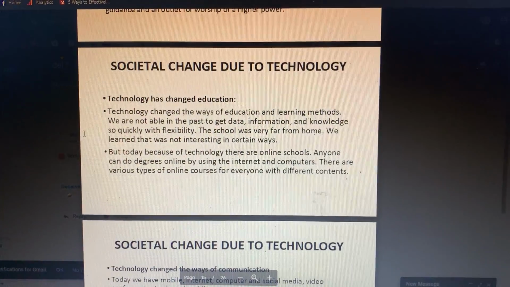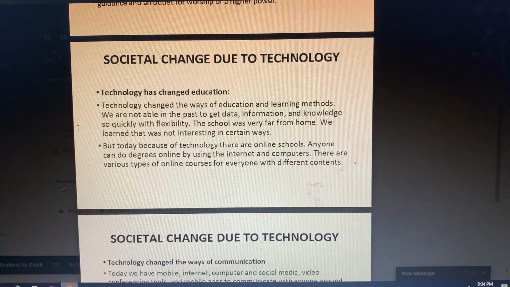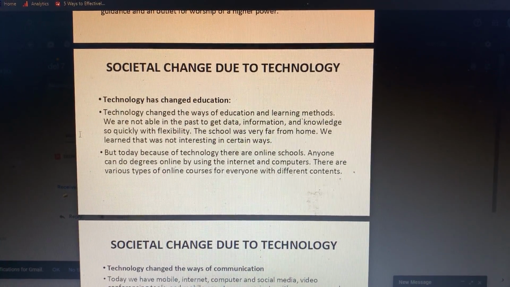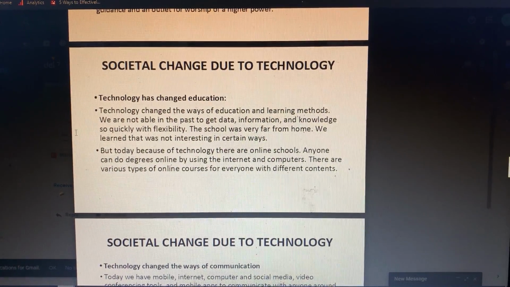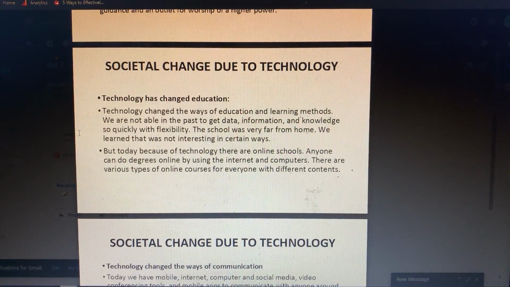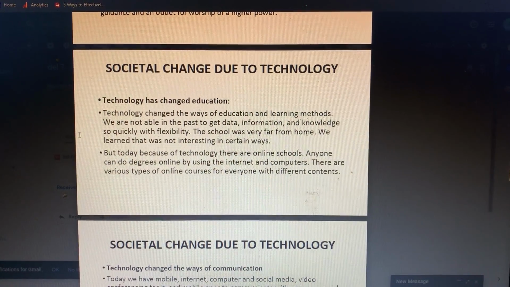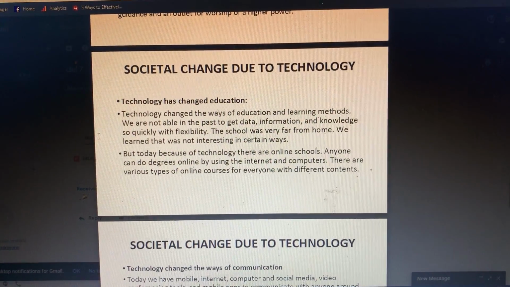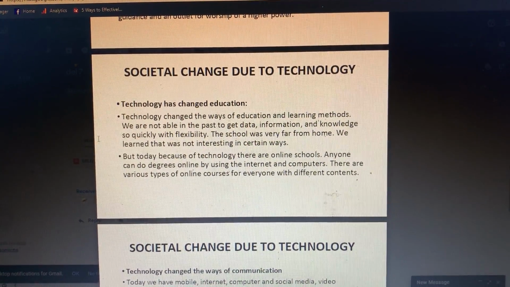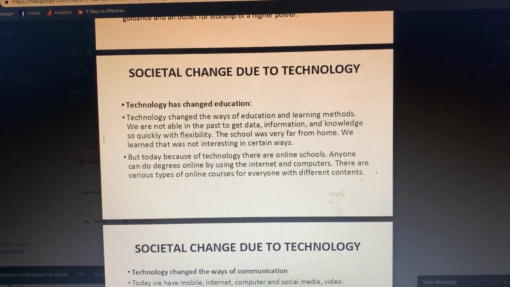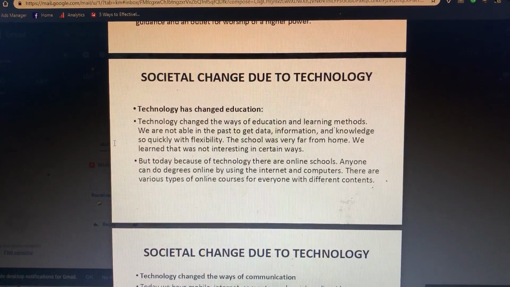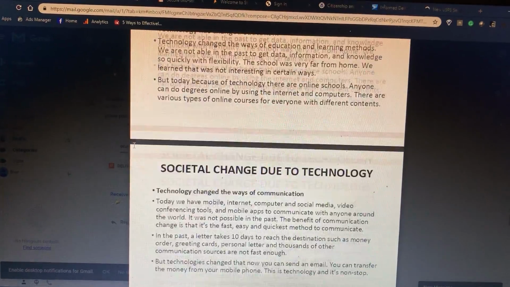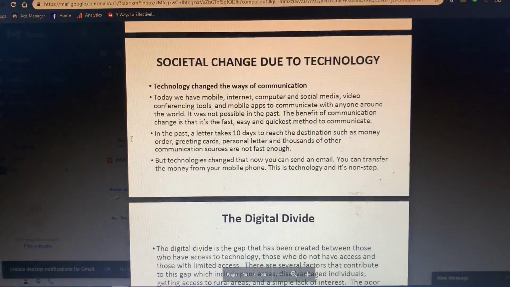Societal change due to technology. Technology has changed education. Technology changed the ways of education and learning methods. We were not able in the past to get data, information, and knowledge so quickly and with flexibility. The school was very far from home. We learned in ways that were not interesting. But today, because of technology, there are online schools. Anyone can do a degree online by using the internet and a computer. There are various types of online courses for everyone with different content. So we have societal change due to technology.